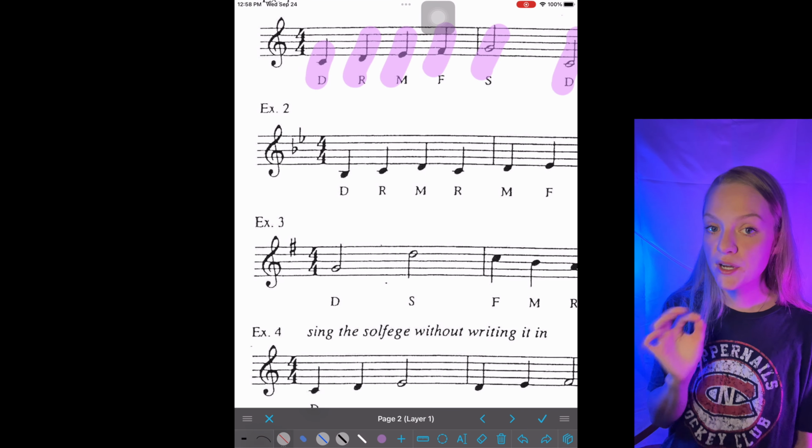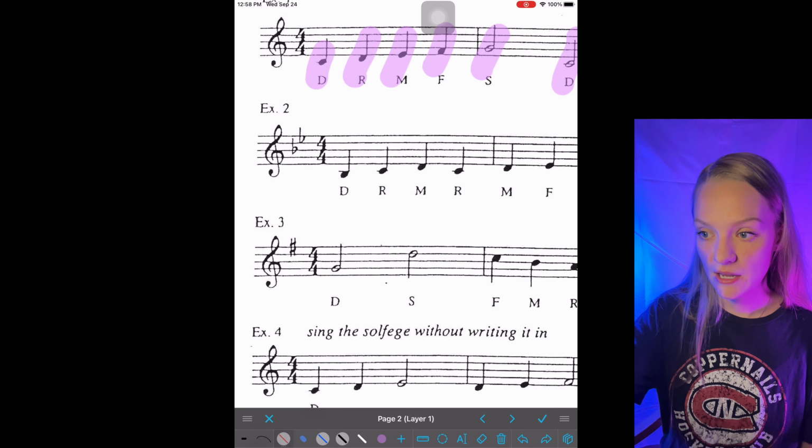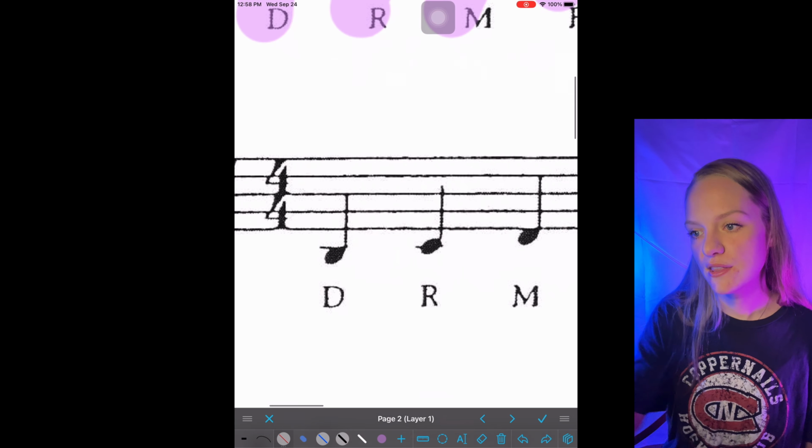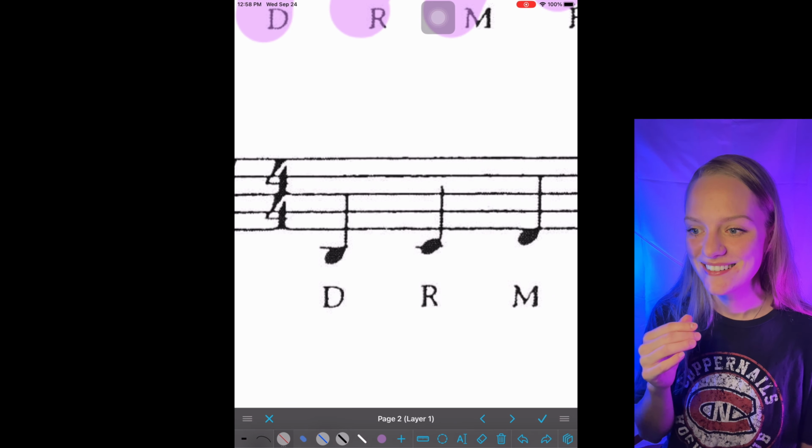So I'm going to write in above my music how you would count out these rhythms, okay? And they're all going to be very achievable, okay?